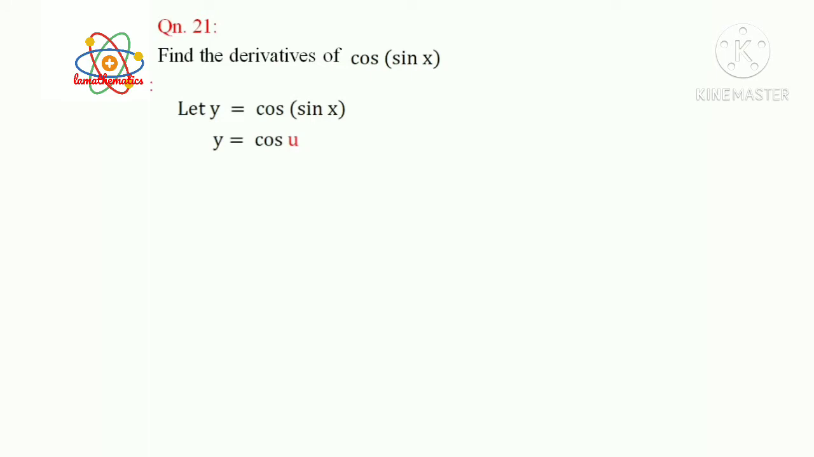y equal to cos u, where u equal to sin x. Here y equal to cos u, that is y is a function of u. We find derivative of y with respect to u, that is dy by du. dy by du equal to d by du of cos u equal to minus sin u. That is dy by du equal to minus sin u.